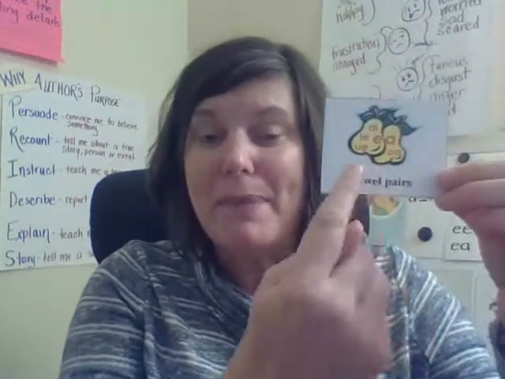Good job, guys. Okay, now let's learn about the syllable type vowel pairs. So when we think about the syllable type, pairs means two. So we have a pair of pairs here. So two pairs. And when you have a vowel pair, that means two vowels together. It makes a long vowel sound.